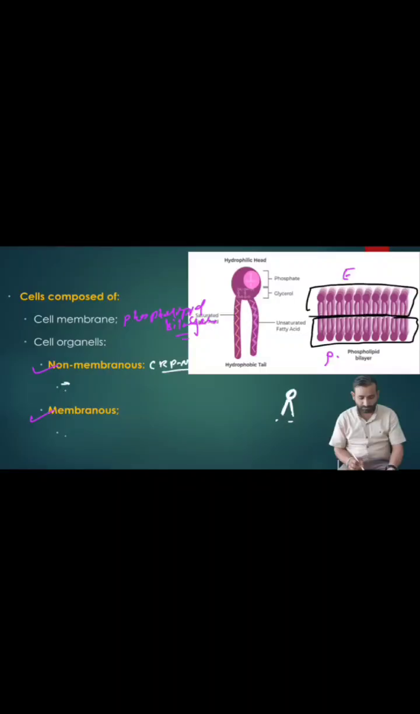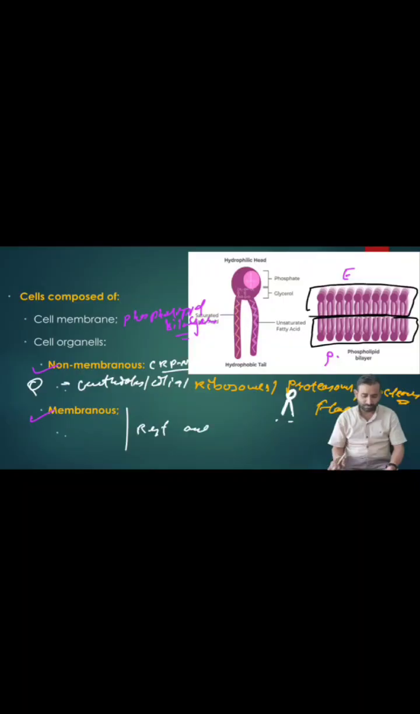CRPN. C for centrioles, or maybe cilia, right? Similarly, R you can remember as what? The ribosomes. And you have P for proteasomes. And you have one N for nucleolus. Also you have the flagella. So all of these are what? Non-membranous cell organelles. So question in the exam: the rest of the others, all the rest are what? Membranous cell organelles. So hope you understand.